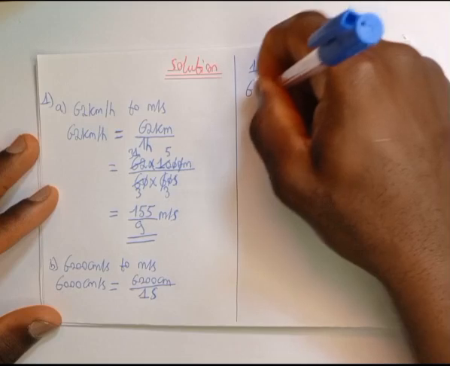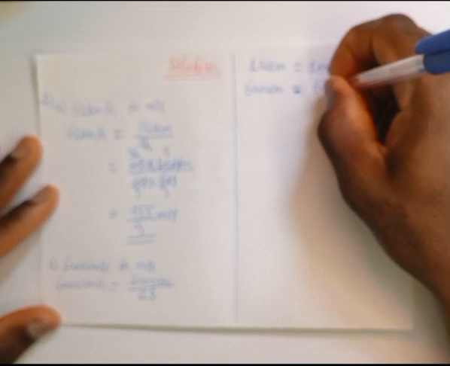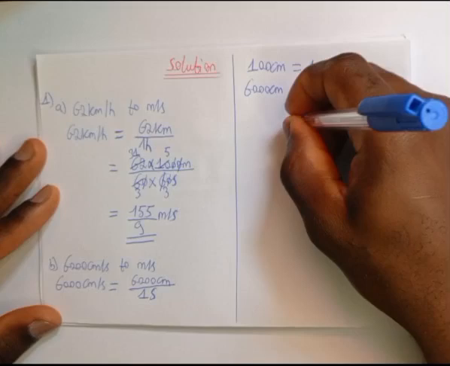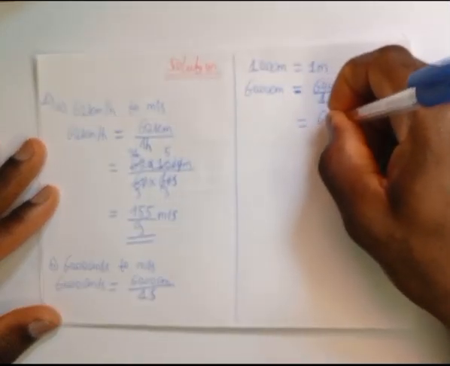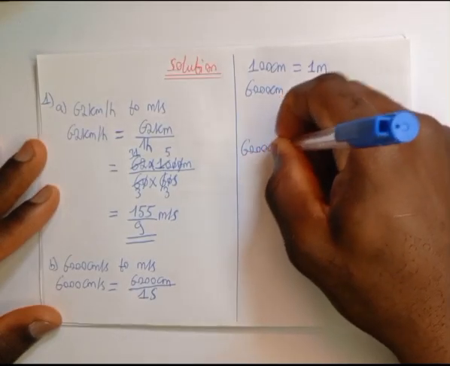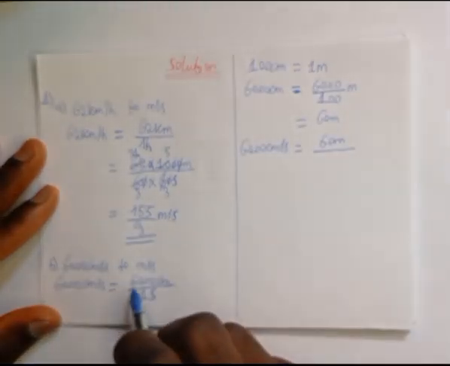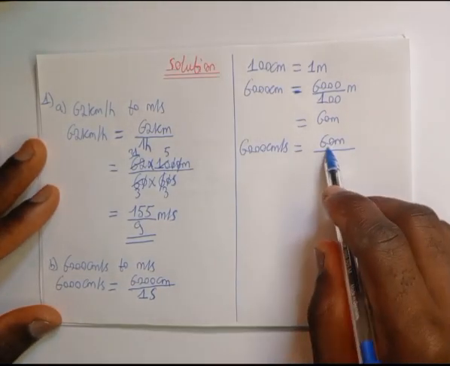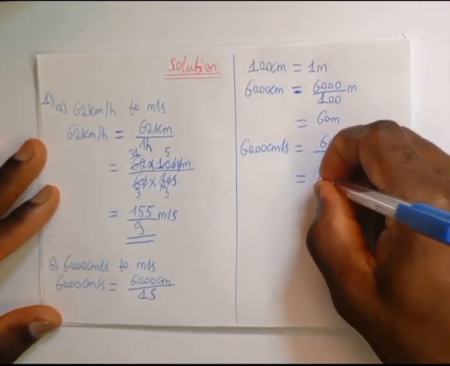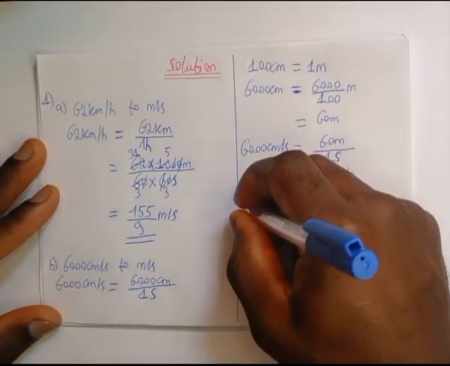We take 6000 centimeters in meters. It will simply be equal to 6000 divided by 100 meters, and this will be equal to 60 meters. Therefore, 6000 centimeters per second will simply be equal to 60 meters all over 1 second. We replace the 6000 centimeters with 60 meters, and this will simply be equal to 60 meters per second. We go to question C.